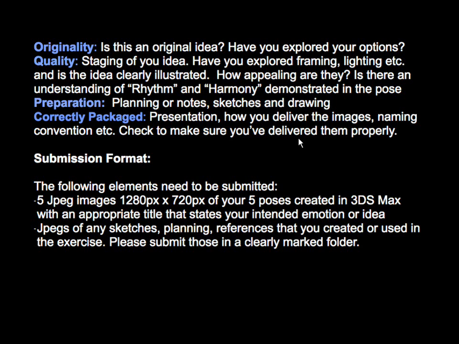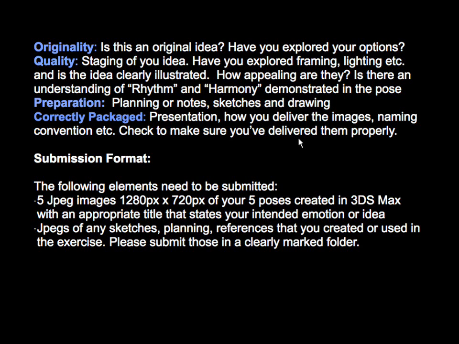The quality of your work is very important. The way that you have staged your idea, have you framed it correctly? How's the lighting? And is the idea clearly illustrated? That means if I look at the pose, can I understand exactly what's happening? And how appealing is the quality of the image overall? Have you shown an understanding of rhythm and harmony in the pose? Is there a clear silhouette? Have you explored tilts, the way that the hips and the shoulders are tilted? Thinking of negative space as well as the overall shape of the form. These we'll also talk about later on.